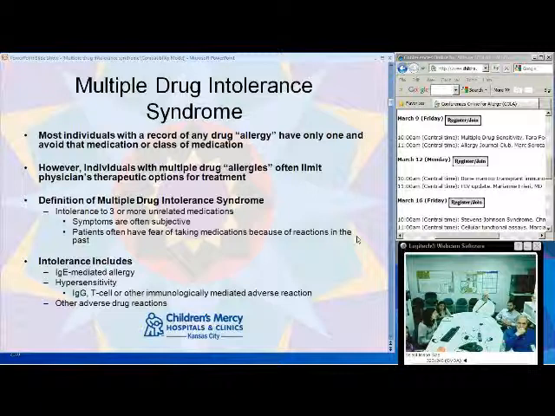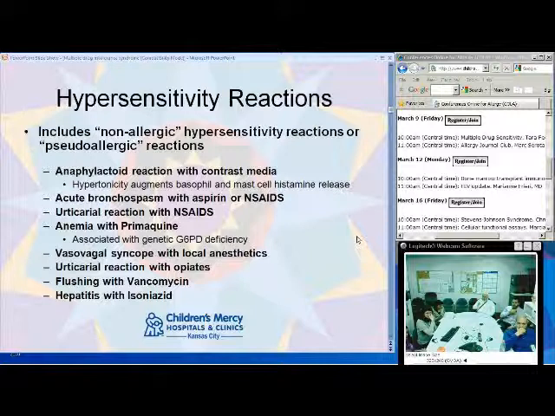Intolerance can include IgE-mediated allergy, hypersensitivity, which can be IgG, T-cell, or other immunologic-mediated adverse reactions, and then there's just other adverse drug reactions. So hypersensitivity reactions, some of these can be non-allergic or pseudo-allergic reactions. Some examples would be an anaphylactic reaction with contrast media. They think that the hypertonicity actually augments basophils and mast cells to release histamine. There's acute bronchospasm with aspirin, urticarial rashes with aspirin, anemia with primaquine. This is with patients with G6PD deficiency.